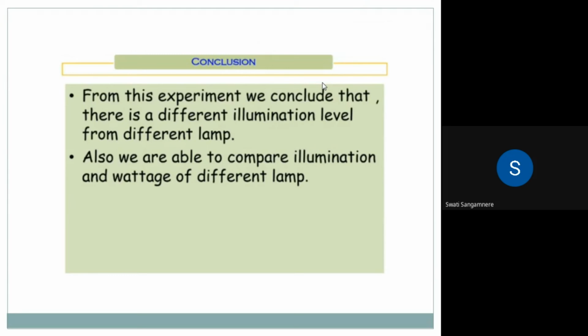Then the conclusion of this experiment. From this experiment, we conclude that there are different illumination levels for different lamps. Also, we are able to compare illumination and wattage of different lamps.